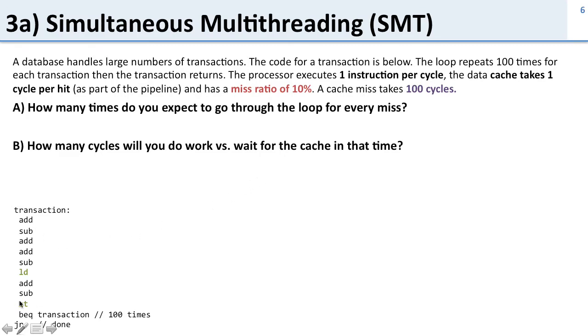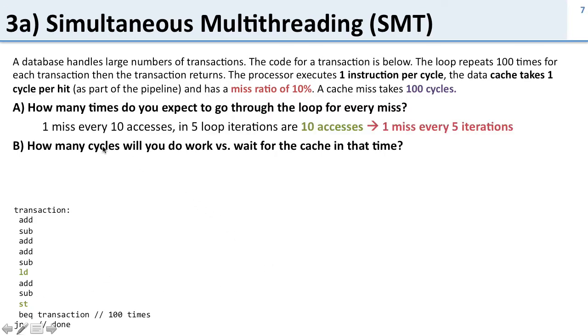So here's our transaction. It's the loop here. There are 10 instructions in the loop, and there are 2 memory instructions in the loop. So 10% of the time, our memory instructions are going to have a miss. That means every time we do 10 memory instructions, we expect to have a miss. There are 2 of them per loop, so we need to go through the loop 5 times to have 10 memory instructions.